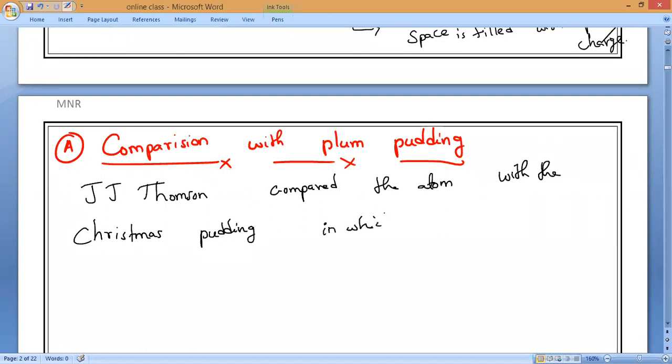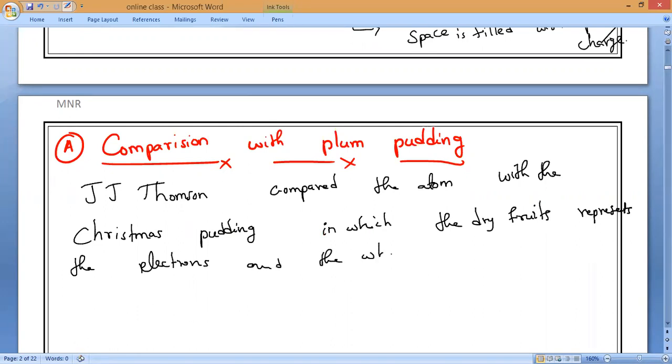In which the dry fruits represent what, guys? Negative charge, sir. Yes, they represent the electrons. That is what negative charge. And the whole pudding cake is considered positively charged. That is why this model is called the J.J. Thomson model. Also we can call it which model? Plum pudding model. Please remember that.